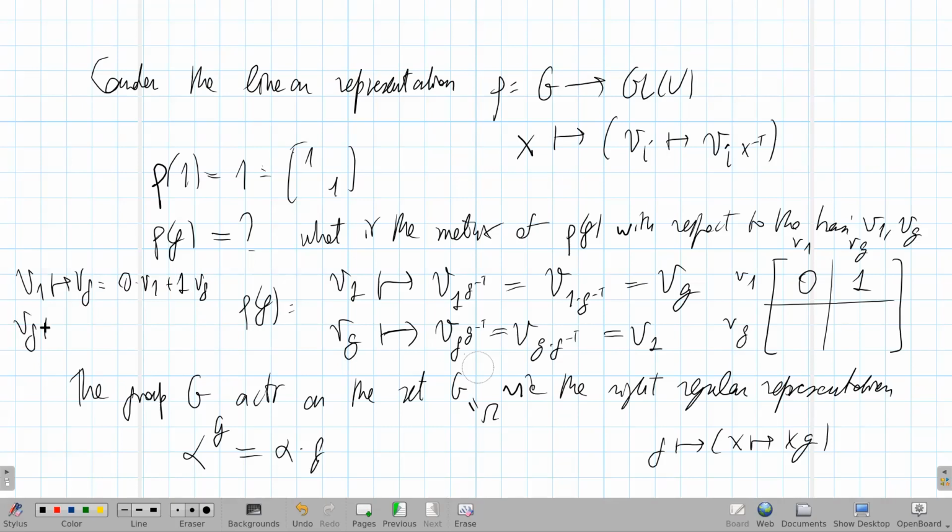So Vg is sent to V1, which is 1 times V1 plus 0 times Vg, okay? And so we see that we have found our first representation, which is simply the representation that sends 1 to the identity matrix. This is always the case because it's a morphism. And rho of G was an element of order 2 sent to this matrix. Of course, this matrix has order 2 because, as you see, it just exchanges the two basis elements. So if you do it again, you will get 1, okay?